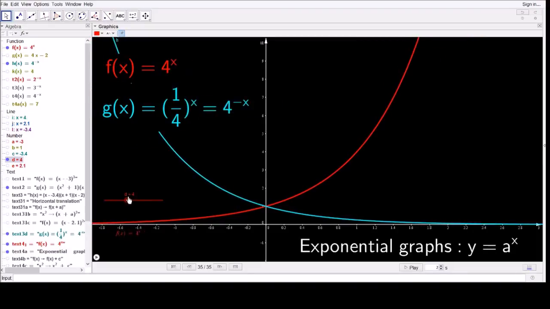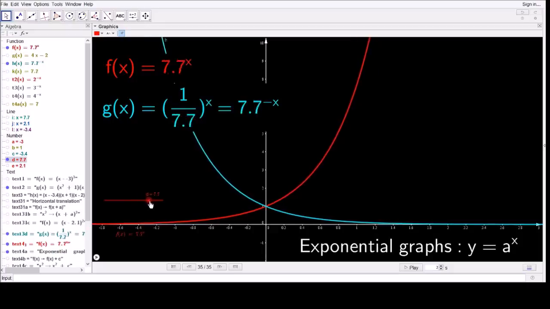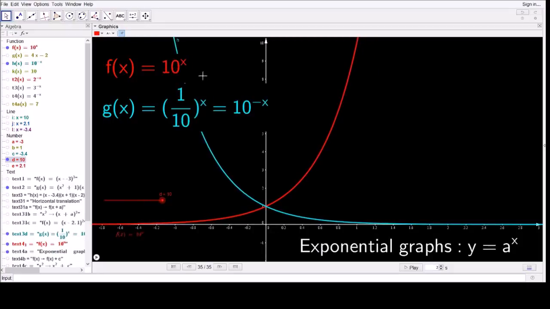So when we get to a base of 4, the red curve is showing 4 to the x, and the blue curve is the reciprocal, which is a quarter to the power of x, or 4 to the minus x. And if we go all the way up to 10 there, 10 to the x and 1 over 10 to the power of x. So you can see they're a reflection of each other in the y-axis.